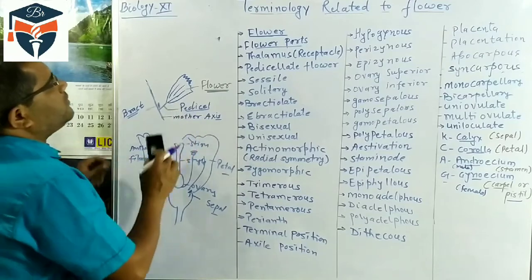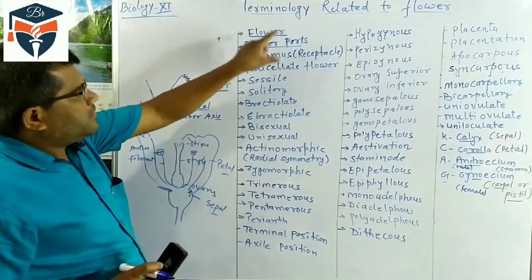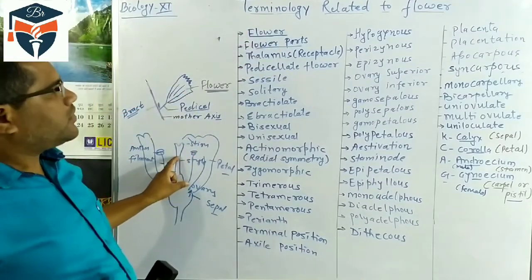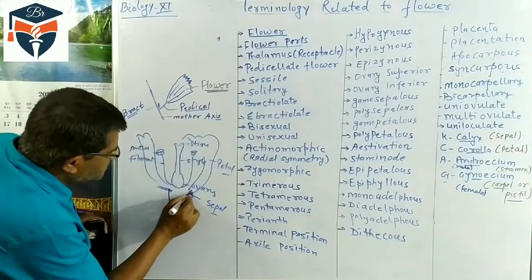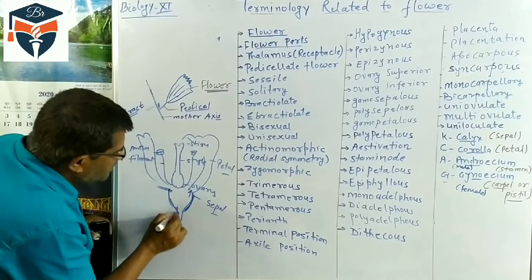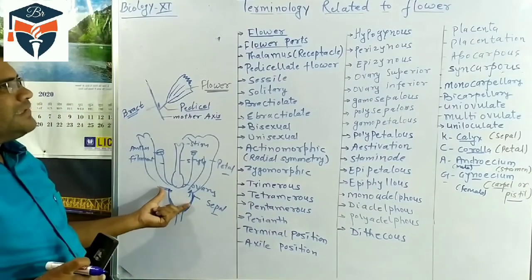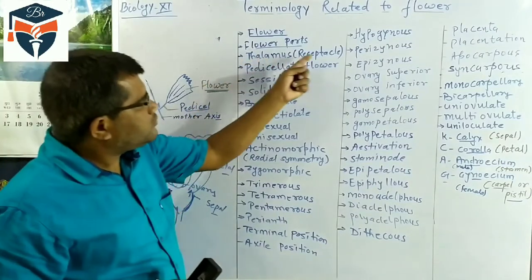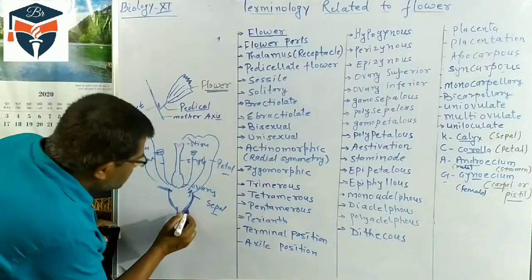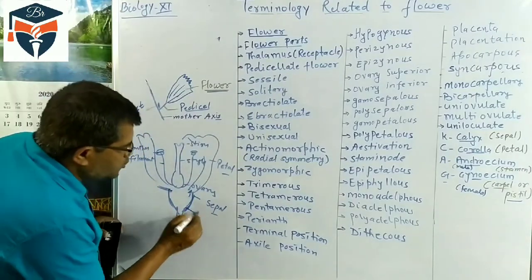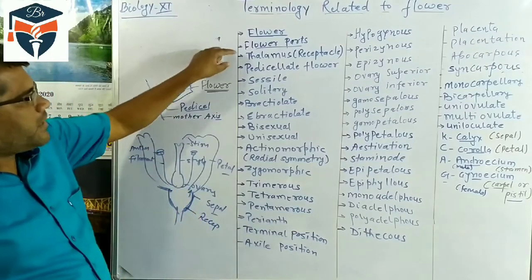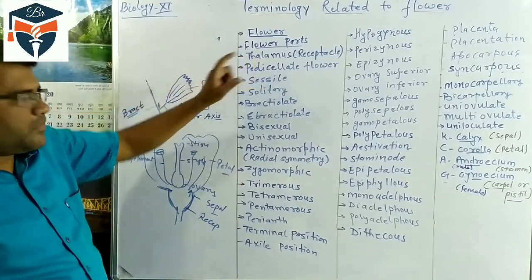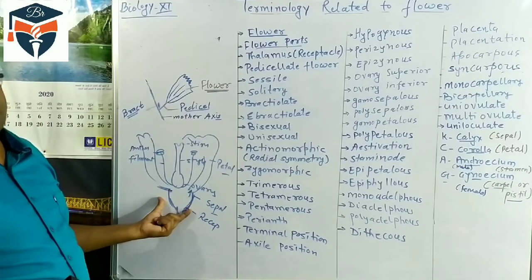Now, in the general introduction of flower parts, we have calyx, corolla, androecium, gynoecium. Then the thalamus, this swollen structure, is called the thalamus, or also the receptacle. So the flower has a swollen structure, called the receptacle. What is the receptacle or thalamus? The swollen portion of the flower.